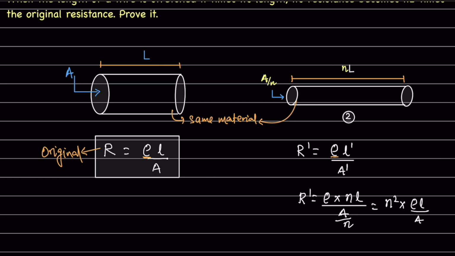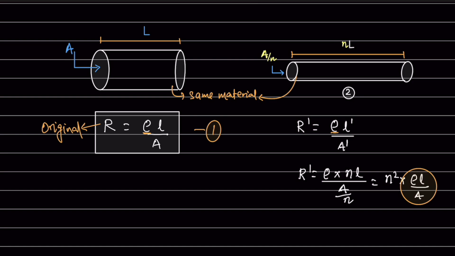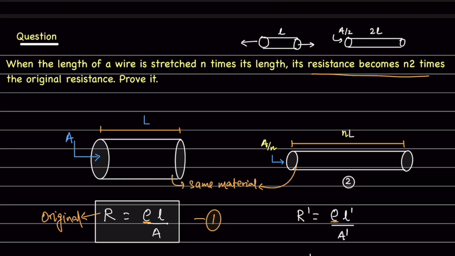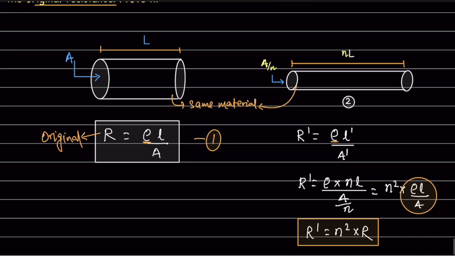And if we consider this as relation 1 and we substitute this relation here, we can say that R dash is equal to n square into R. So this is the relation we had to prove, that the new resistance becomes n square times the original resistance. So this is the answer of this question.